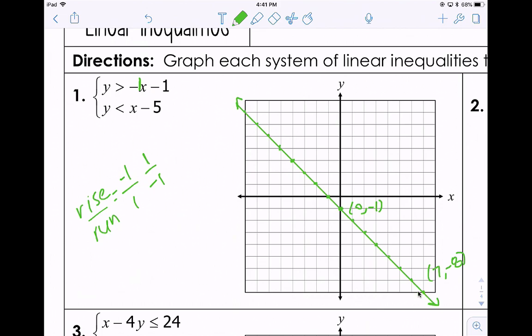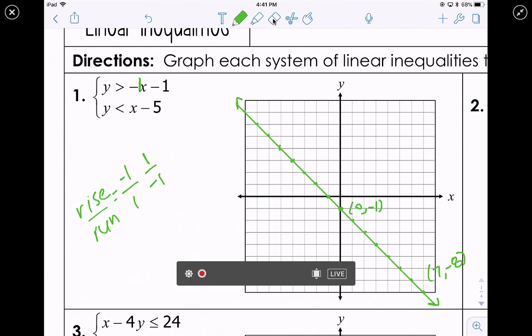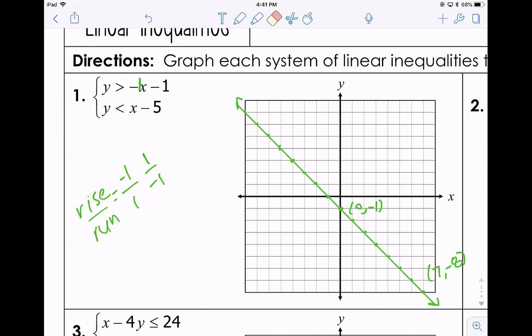And I didn't say this before, I should have. This is greater than, so that means this line is actually going to be dashed. So I'm going to erase just a little bit and change this to a dashed line instead of a solid line like I had drawn. With a dashed line, remember, points on the line are not solutions. So (0, -1) would not be a solution. (7, -8) is not a solution. And then we're going to shade greater than.